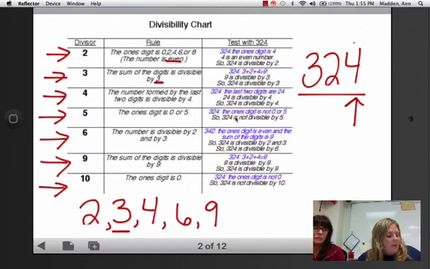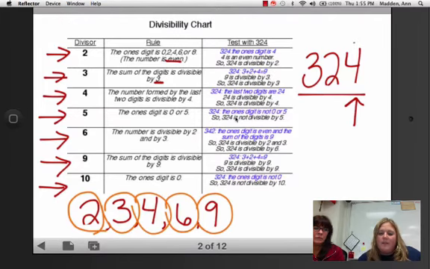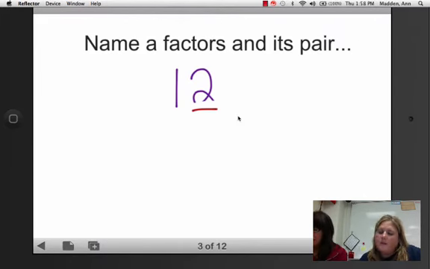So if I take a look at my factors for 324, I would come up with 2, 3, 4, 6, and 9. It's divisible by 2, so I know that my first factor is a 2.